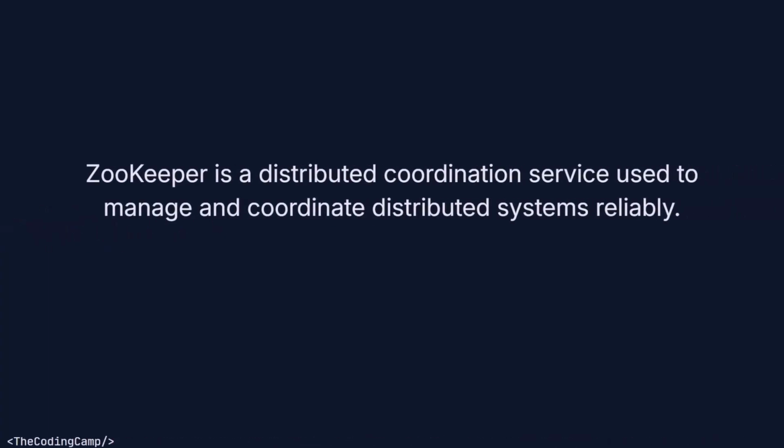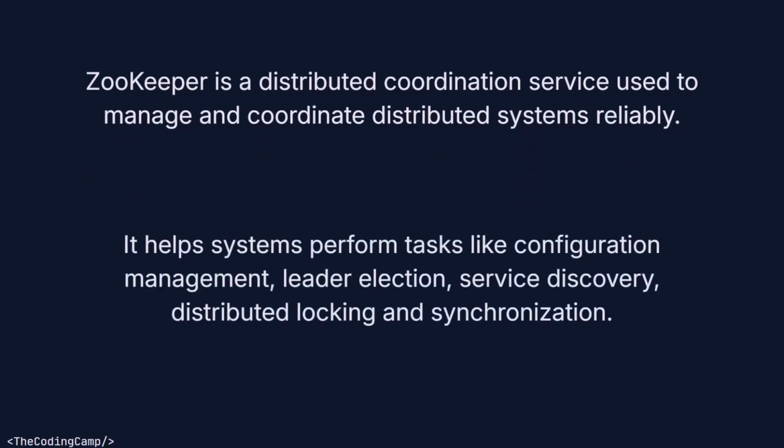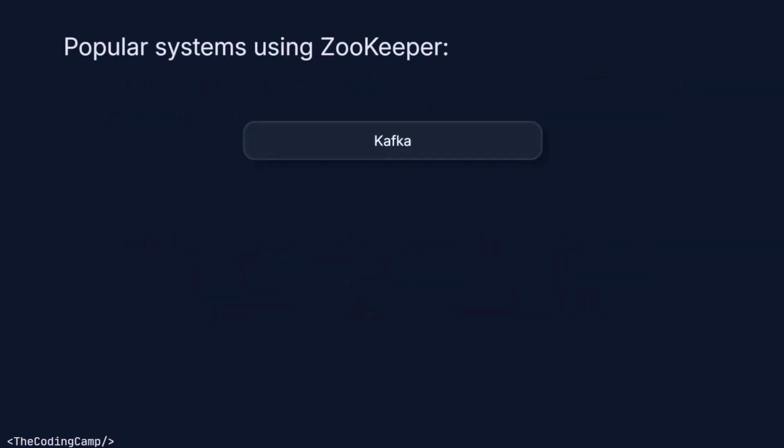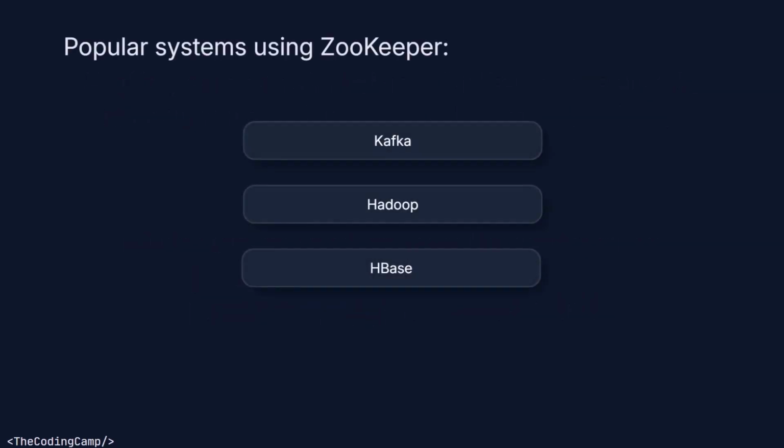Zookeeper is a distributed coordination service used to manage and coordinate distributed systems reliably. It helps systems perform tasks like configuration management, leader election, service discovery, distributed locking, and synchronization. Popular systems using Zookeeper include Apache Kafka, Hadoop, and HBase.